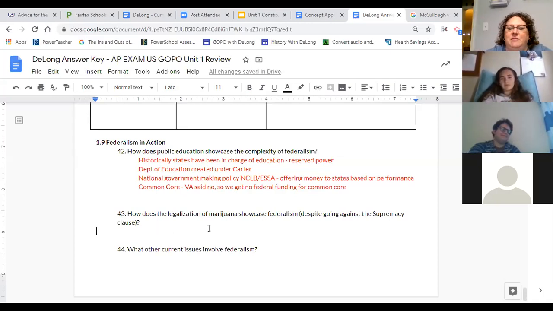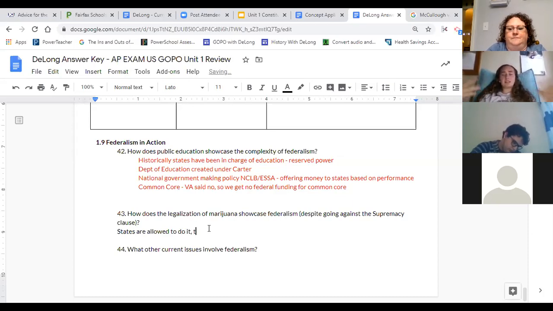How does the legalization of marijuana showcase federalism? Because the states are allowed to do it until the federal government comes in and says you can't do it anymore. And it's also kind of an experiment of how it's going to work. It shows the federal government that kind of stuff.